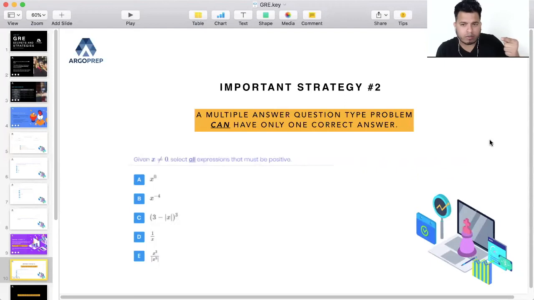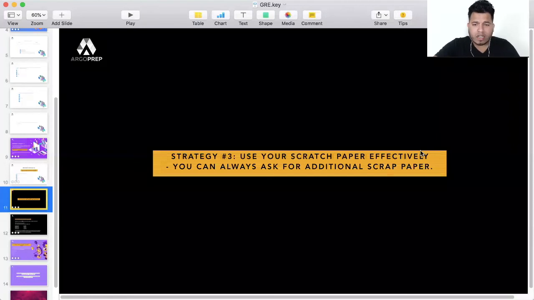I know this may sound silly, but it's actually not. It's actually a common mistake. A multiple answer question type can have only one correct answer. Not in this question, okay, but don't read the question, of course. My answer could just be A, and that's it. Okay, that's an easy one, but I just have to get it out there because some students make that mistake. Okay, let's go on to important strategy number 3.